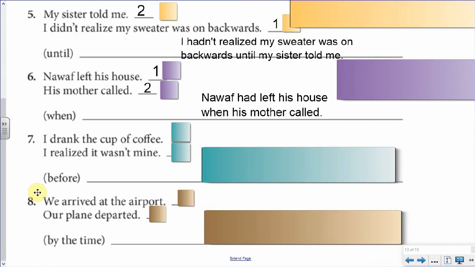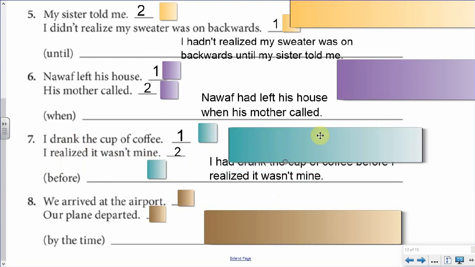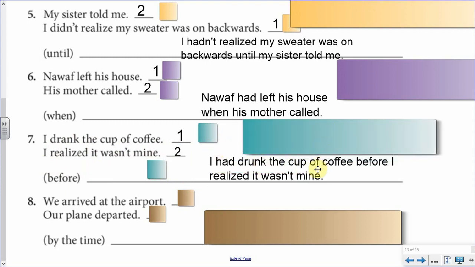Number 7, I drank the cup of coffee and I realized it wasn't mine. For this one, the first action is I drank the cup of coffee, followed by I realized it wasn't mine. So have a go, put those two together with before. You done it? If you've done it, you should have said, I had drunk the cup of coffee before I realized it wasn't mine. And then the last one, number 8 of part A, we arrived at the airport, our plane departed.